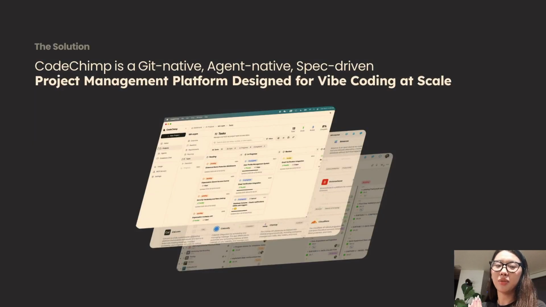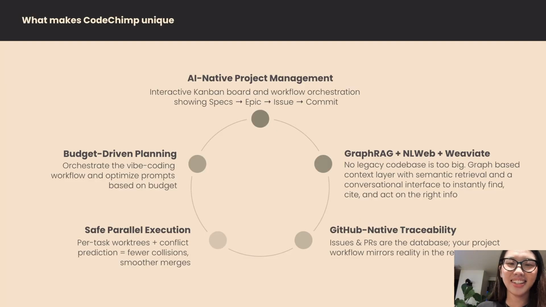Here we provide CodeChimp, which is a Git native, agent native, spec-driven project management platform designed for vibe coding at scale. So let's break that down. What makes CodeChimp unique? We start with AI native project management, which provides an interactive Kanban board and workflow orchestration showing specs to epic to issue, then commits.